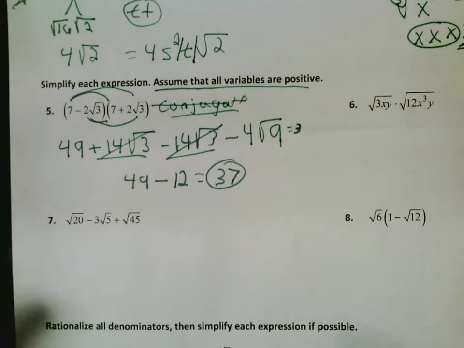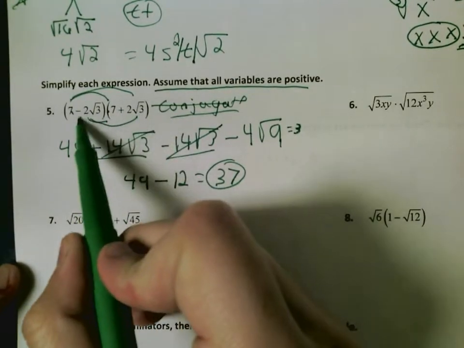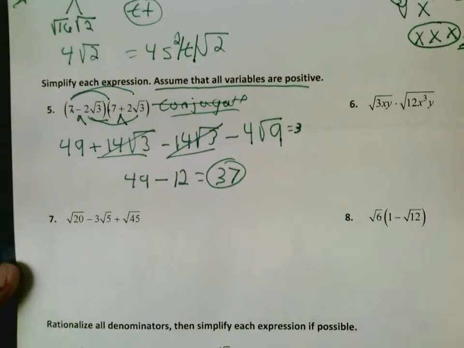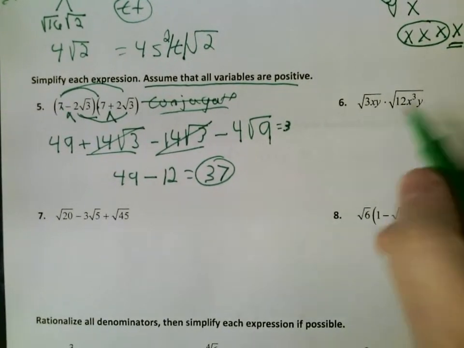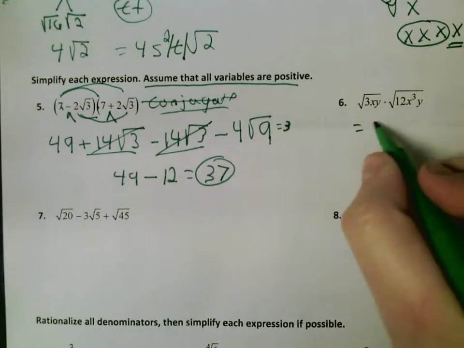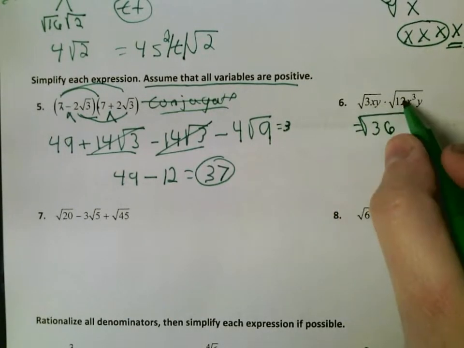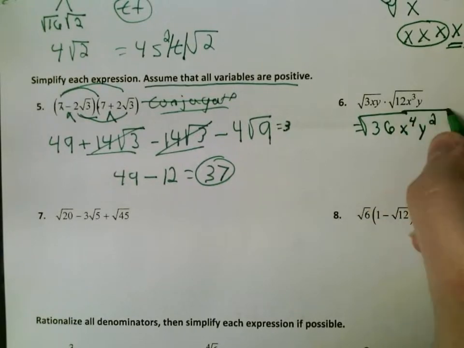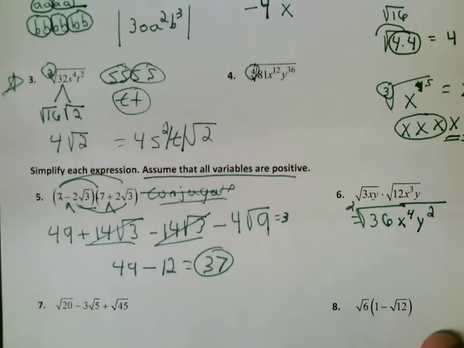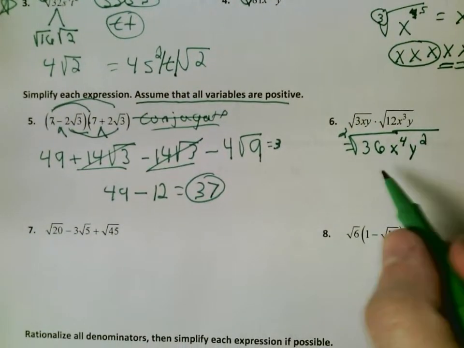Conjugates are exactly identical, 7, 7, 2 square root of 3, 2 square root of 3. It's just one is a minus, one is a plus. So kind of keep that in mind. Examples like number 6, I would recommend starting off by bringing them together. So they're in the same house. 3 times 12 will give me 36. X times x to the third will give me x to the fourth. Y and y gives me y squared. And then all of a sudden it becomes very similar to number 4 or any of the other square root ones, and you can break that down.